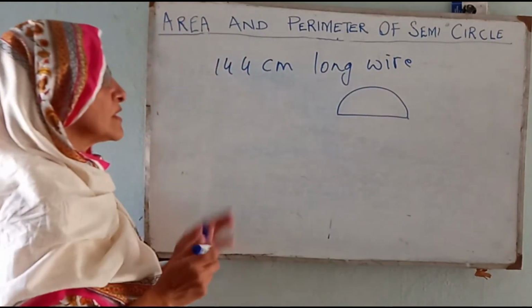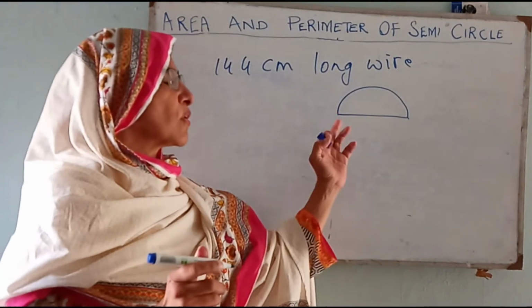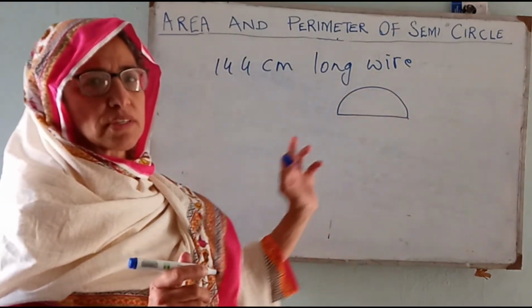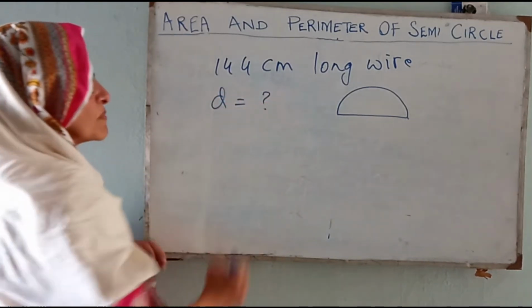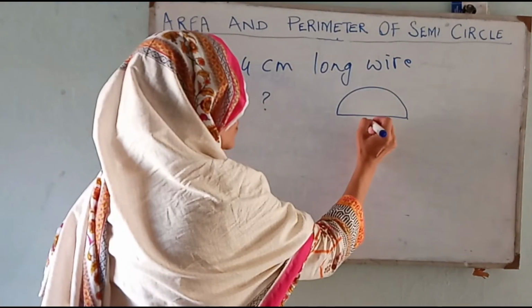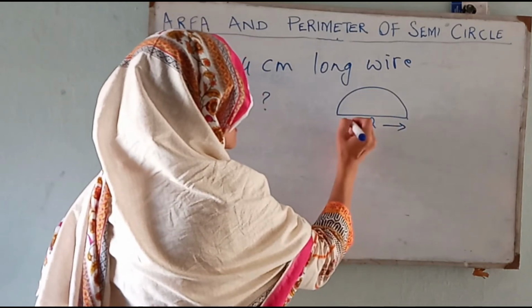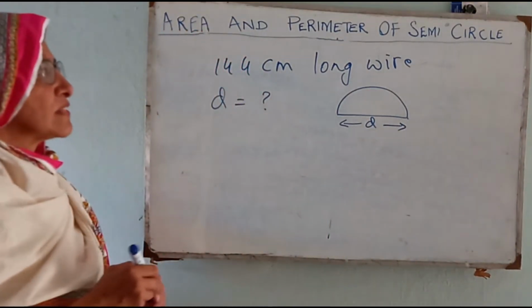So this 144 centimeter long wire is going to make this semicircle. Now I want to find the diameter for this semicircle. That means I want to find this distance. Now how to find this distance?